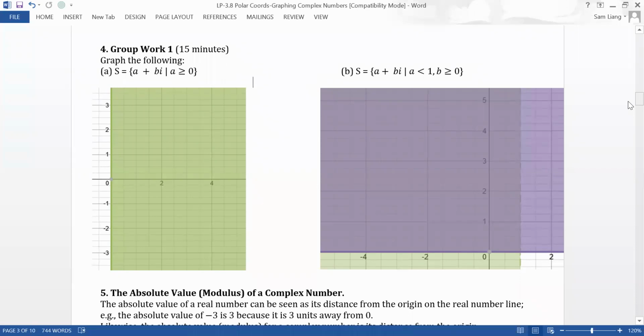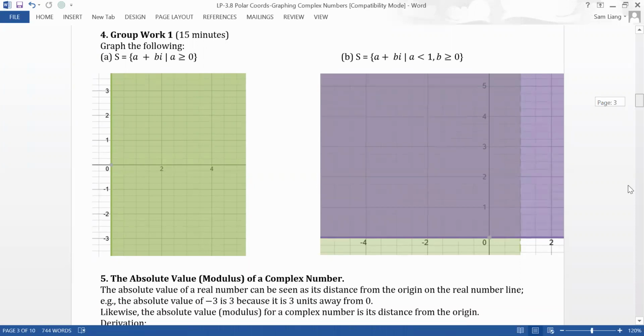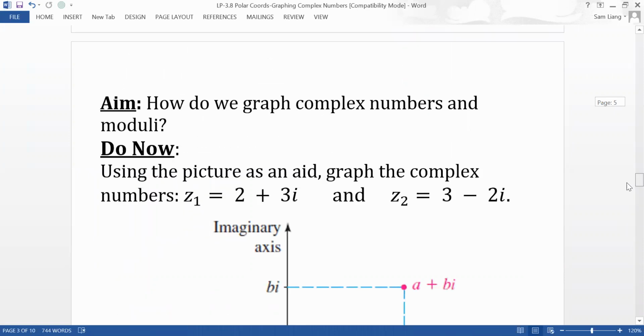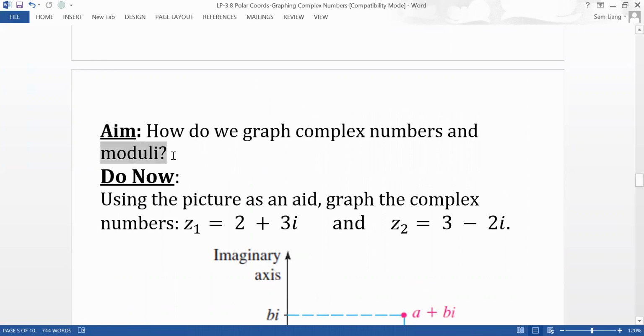Okay, so the first half of this lesson was we're talking about graphing complex numbers as well as sets of complex numbers. The other thing I want to talk about today is the absolute value or the modulus of a complex number. For that, I'll get to the slide. And yeah, that was the word in the do now, by the way. So moduli. Yeah, that's just a fancy word for the absolute value of a complex number.